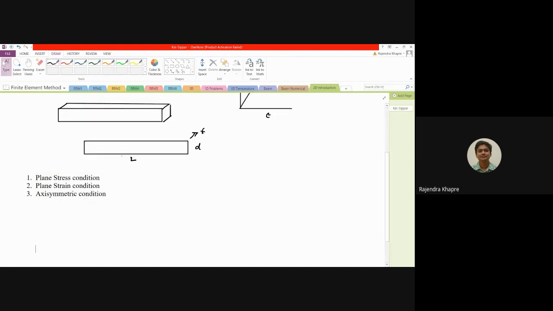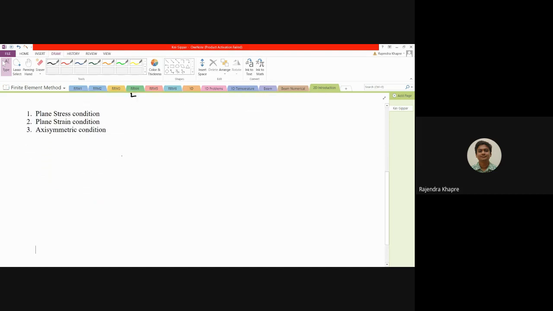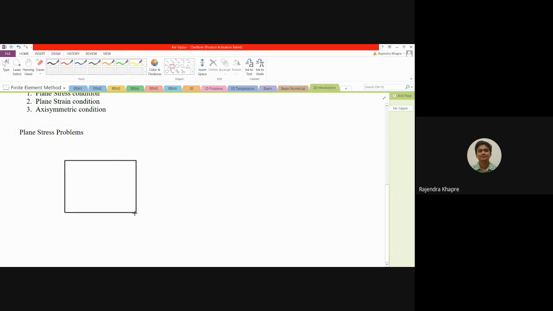Now let us try and understand what is a plane stress problem. Let me write down over here. For example, we have a simple plate, which is having some dimension. Let us say this is the length of the plate and this is the height of the plate. We will also have a certain thickness.